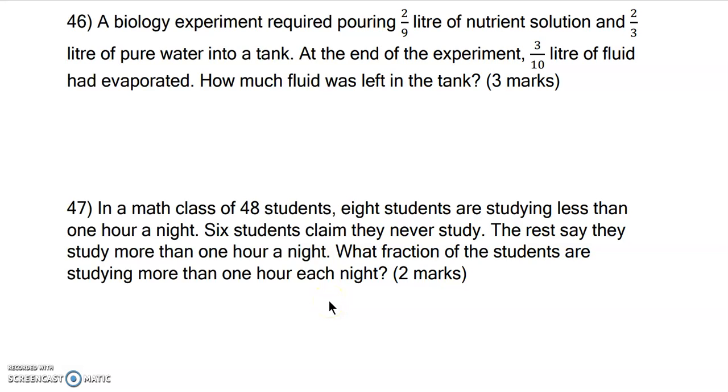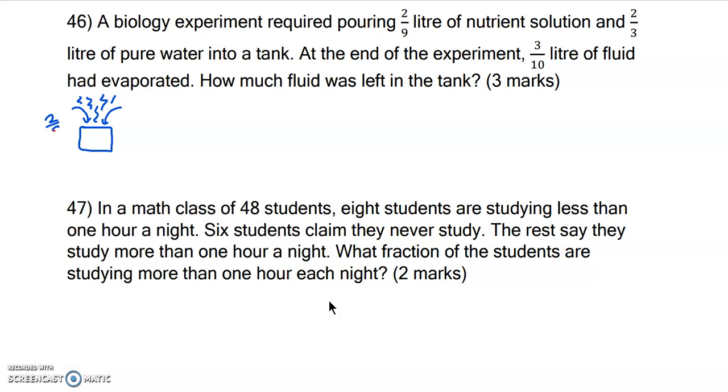For number 46, you need to visualize what's happening here. We're pouring 2/9 of a liter of nutrient solution and 2/3 of a liter of pure water into a tank. So we're pouring these 2 items into a tank. And then at the end of the experiment, we have some liquid that's evaporating. So that's going up back into the air. 3/10 is going back up into the air.